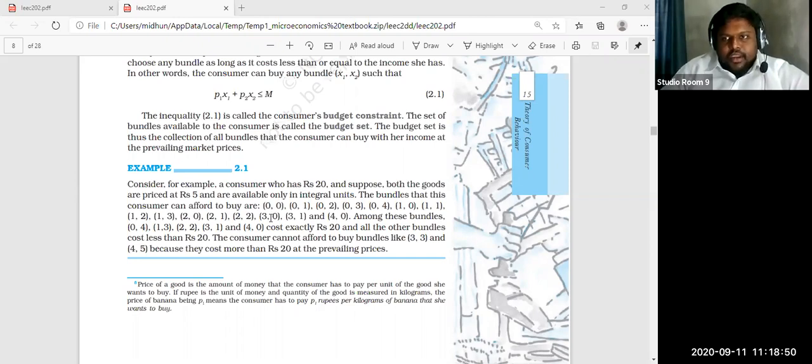Anyway, all these bundles, sometimes it is equal to 20 rupees, or sometimes it is less than 20 rupees. No combination is greater than 20. So this is all an example for a budget set. The fluctuating numbers are an example for a budget constraint.